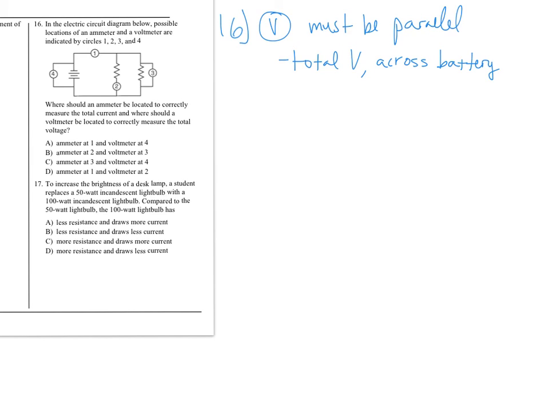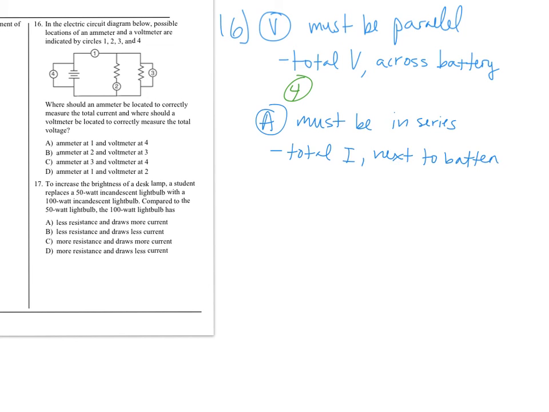All right, so if you look at each of these choices, it has to be position 4 for the voltmeter. The ammeter, A, must be in series. If you want total current, it has to be next to the battery. Okay? The only one that fits that is position 1. If we look at our choices, the answer that fits that is choice A. Number 17.